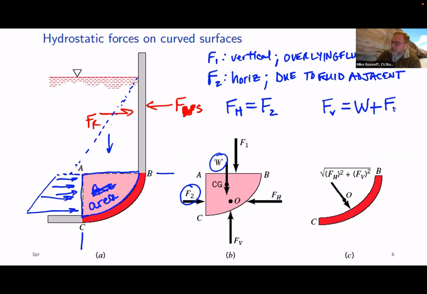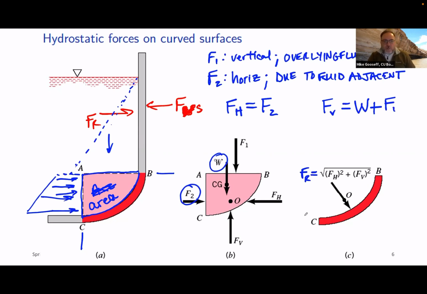Okay, so we do the addition first of F1 and weight, for example, to figure out what FV is going to be, and then put that into the Pythagorean theorem. So this is maybe what we would call FR being equal to the square root of the sum of the squares of these two components. All right.